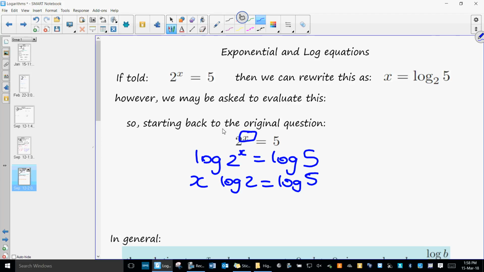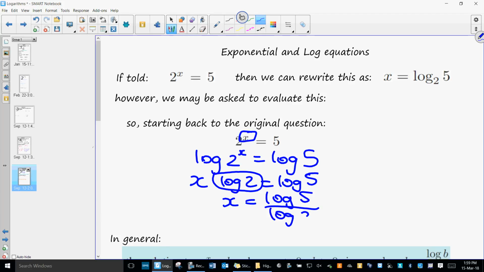Well, how am I going to get x on its own? You can divide by log 2. Remember, this represents a number. So if I had x times 4 equals this, how would I do it? I would divide by 4. So here, I could just have log 5 divided by log 2.